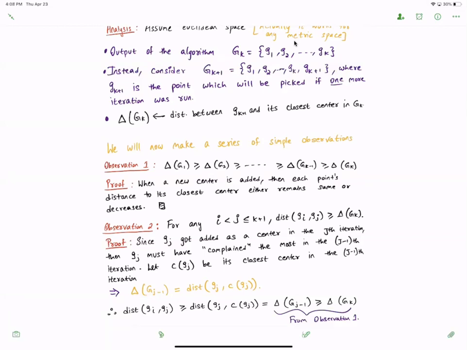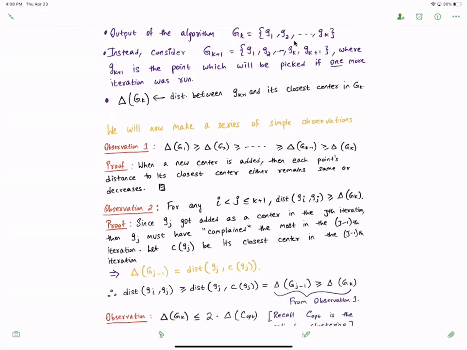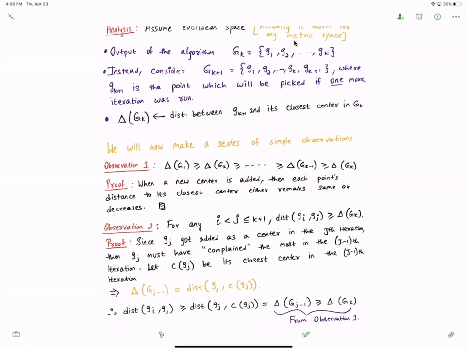And then this distance of G_j comma C of G_j is nothing but delta of G_{j-1}. That just follows from the equation written in orange, so that's why you get the equality. And now from observation 1, we know that delta of G_{j-1} is at least delta of G_k. That's it, we're done, because these deltas are decreasing over iterations. We have just shown that the distance between any two centers is at least delta of G_k.